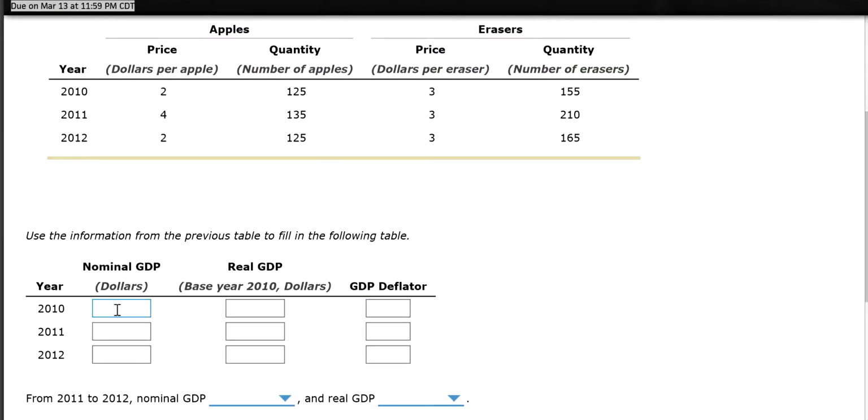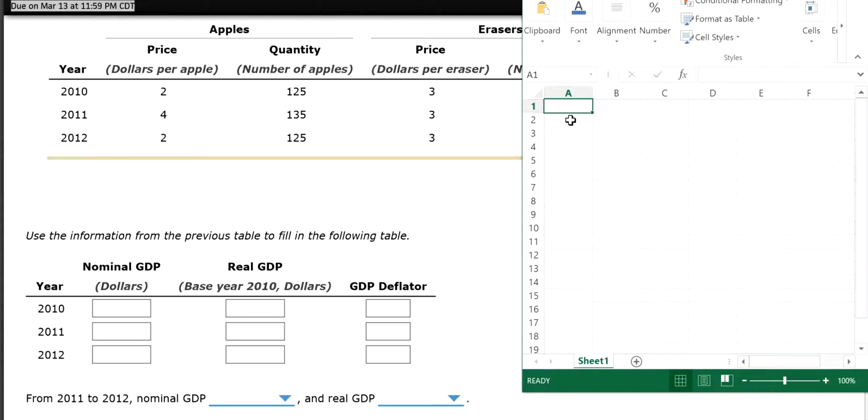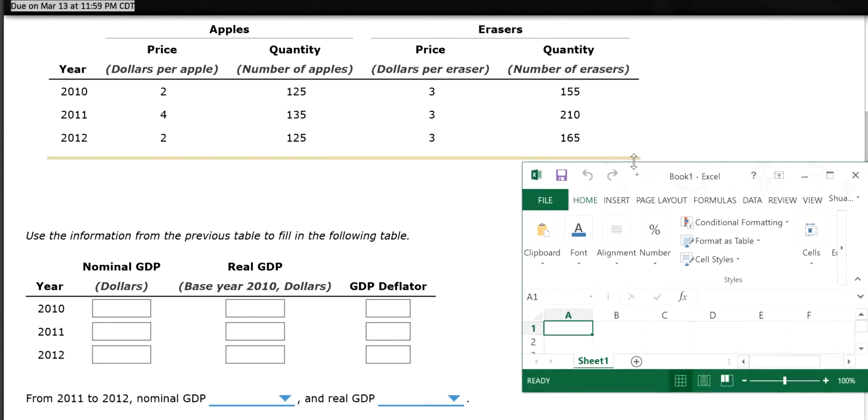So first, we're going to find out what's our nominal GDP. Now remember, for nominal GDP, we're going to use our current year prices times current year quantity. So for 2010, we're going to find out how much is our total value of apple and how much is our total value for eraser, and add them together. That's our total nominal GDP for 2010. So you can do this with me. If you want, open Excel spreadsheet next to the page, and let's do some calculation.